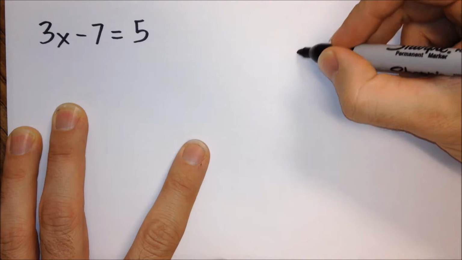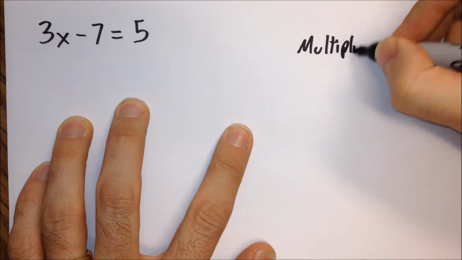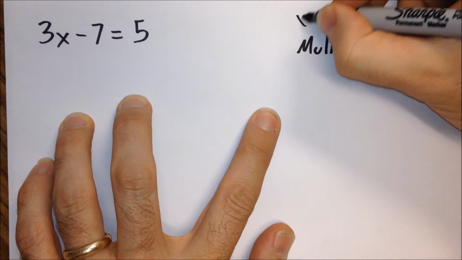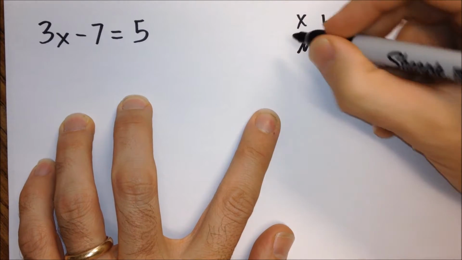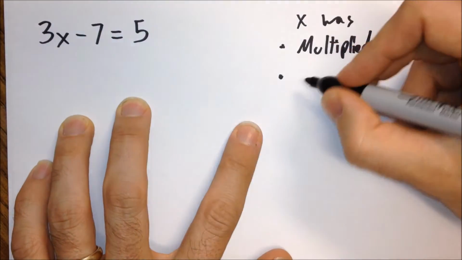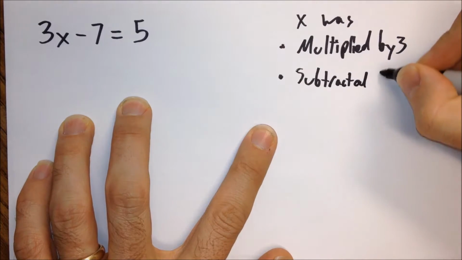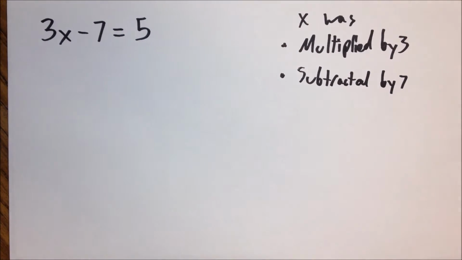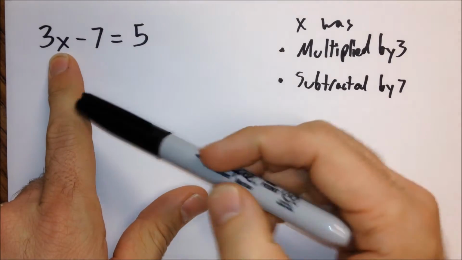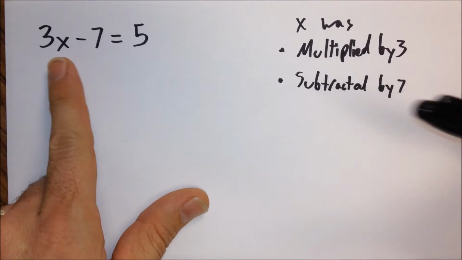So the first thing that happened was x was multiplied by 3. So x was first multiplied by 3. And then second, what happened to it? Second, it was subtracted by 7. So notice if we were to put some number in this equation, put say any number in for x, you would multiply by 3 first and subtract by 7 second. So I put them in this order.